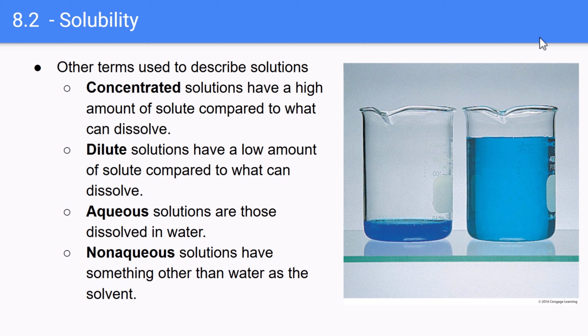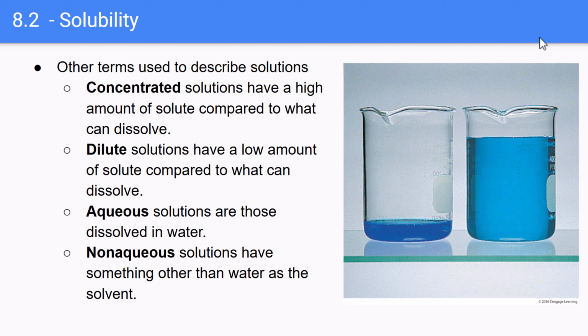So you can see the solution on the left here, we've dissolved the same amount of solute, but we've limited the amount of solvent. So the ratio of solute to solvent is quite high, which is why it appears to be a darker color blue. Dilute solutions have a low amount of solute compared to what can dissolve, and that's what you see here on the right-hand side.